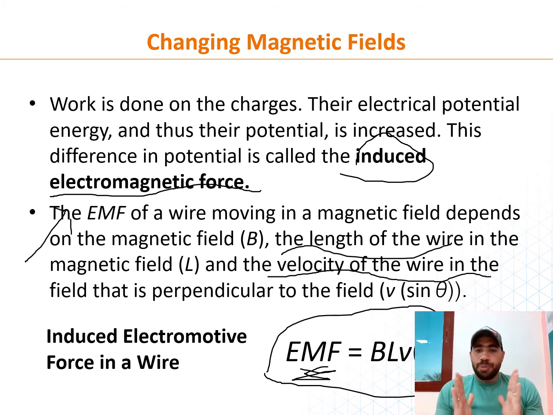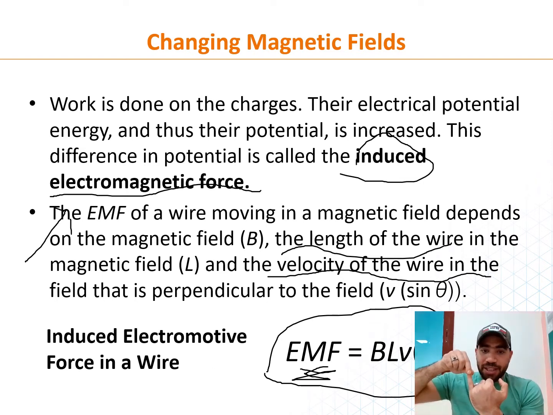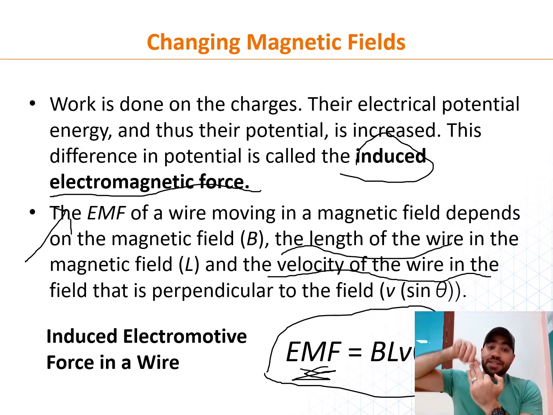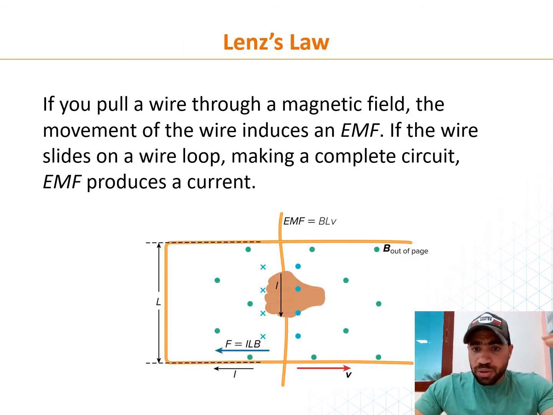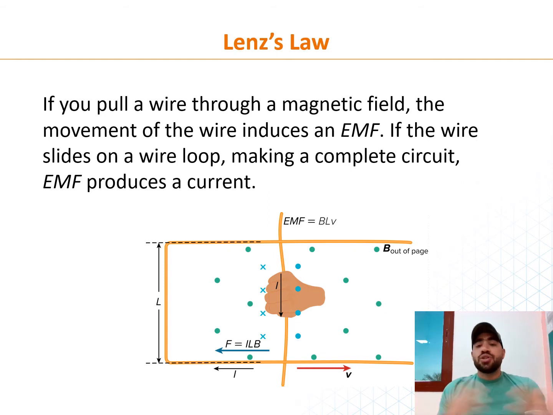So let us remember together: what does it mean for induced electromagnetic force? Induced electromagnetic force equals BLV. What is B? B is the magnetic field. What is L? L is the length of the wire. What is V? V is the velocity of the wire. So now you have a good introduction to remind you about the electromagnetic force. We will start our first objective.